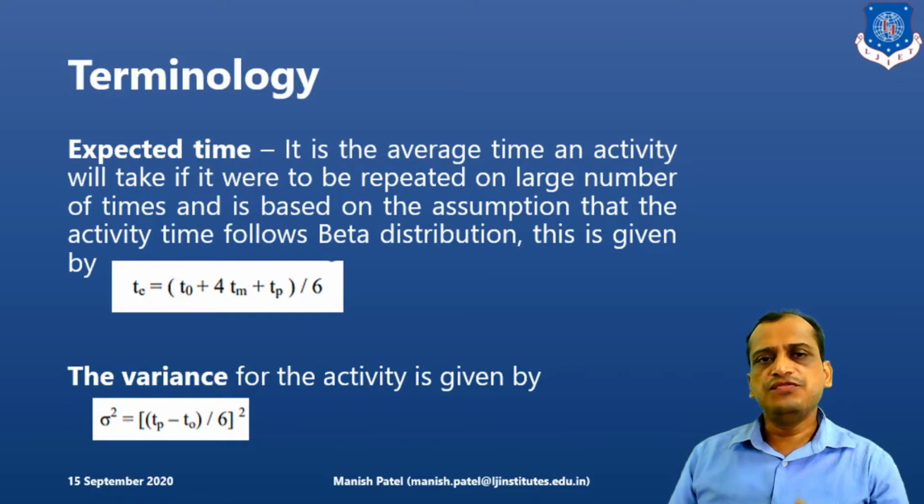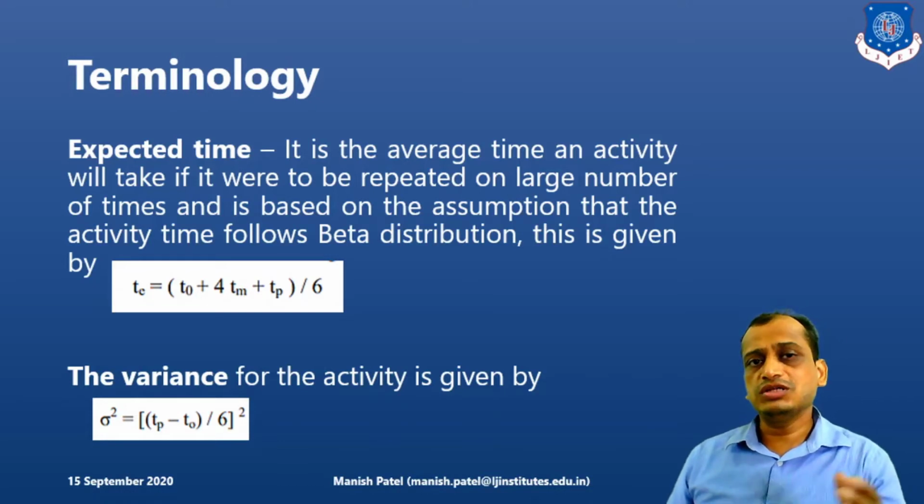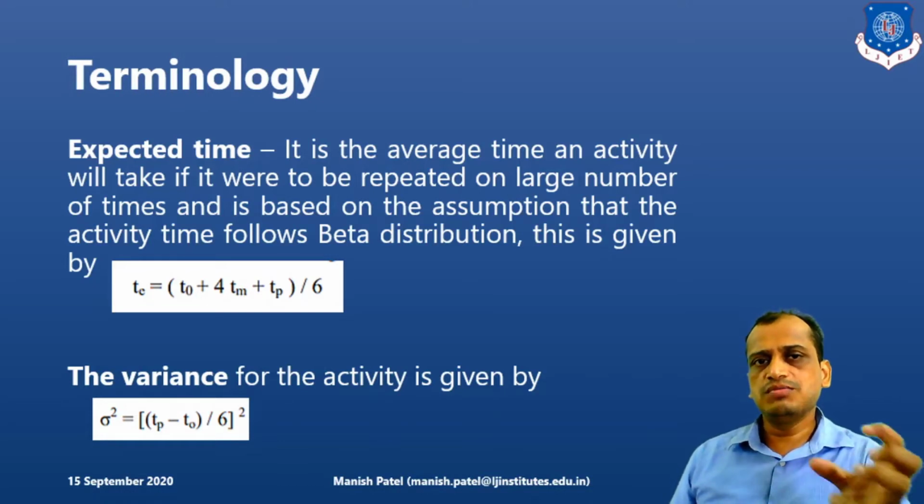Then we have variance. Variance of an activity is the spread of an activity, which is sigma squared. Sigma is the standard deviation, so sigma squared, the standard deviation squared, is the variance, equal to ((TP - TO) / 6) squared.